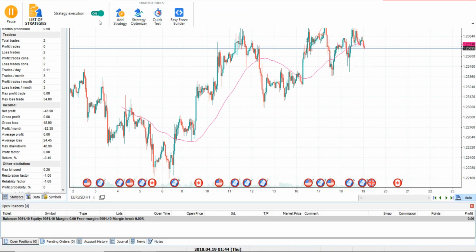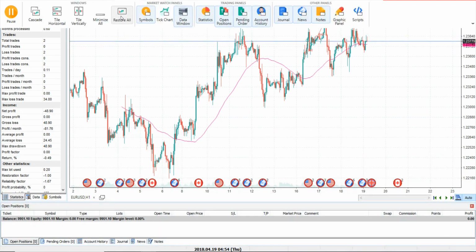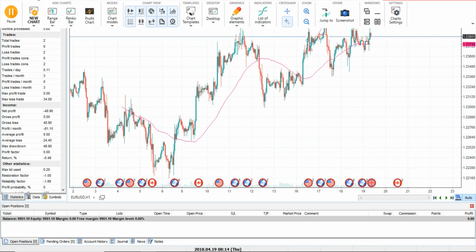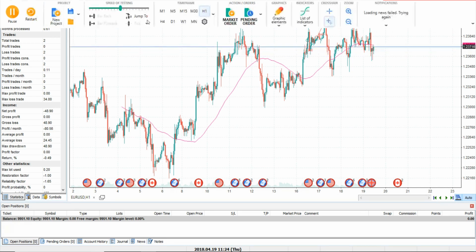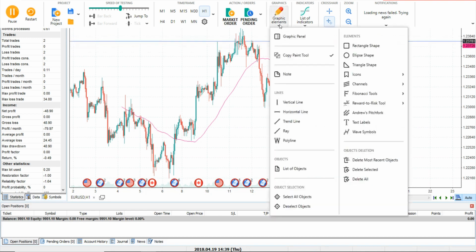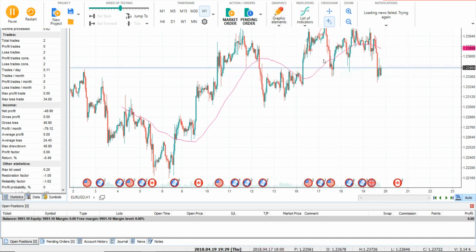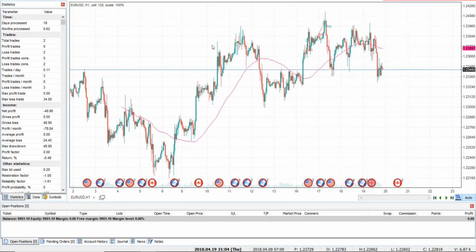You can make a list of strategies. You can add your strategy. You can do all sorts. You can tile your windows. You do everything you can do on MT4. Essentially, it's like an MT4 terminal that has basically saved recordings of the market moves over time. Okay, you can also have graphic elements to draw with, lines, shapes, whatever you need, fib levels. You can do everything in terms of drawing on the chart.